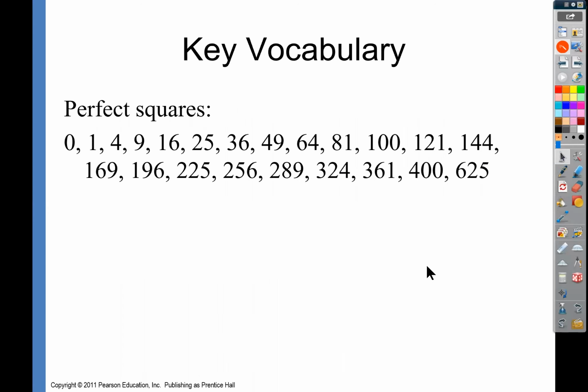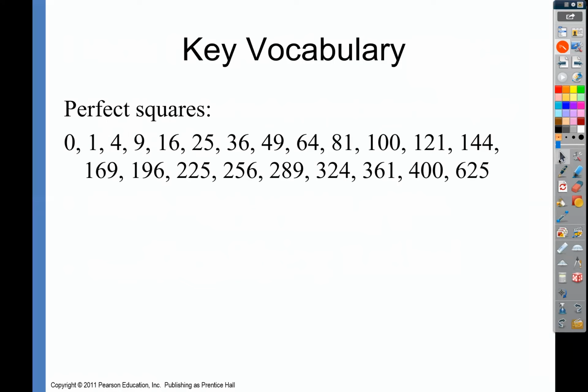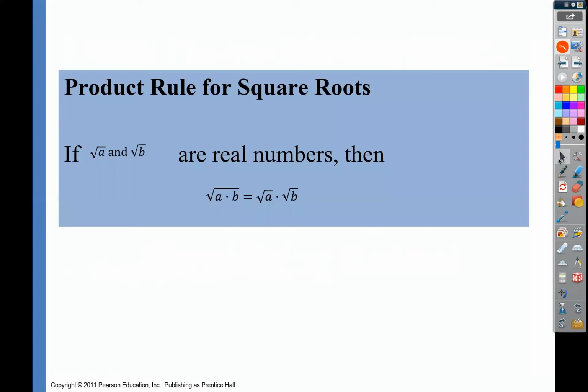So key vocabulary are perfect squares. I want you to pause the video and write these down. These are going to be extremely valuable to you throughout the rest of the year. Where I'm getting all these numbers is 0 squared, 1 squared, 2 squared, 3 squared, 4 squared, 5 squared, 6 squared, 7 squared, 8 squared, 9 squared, 10 squared, 11 squared, 12 squared, and so on. Those are all the most common perfect squares, but clearly there are an infinite number of perfect squares, but these are the main ones that we will be using.